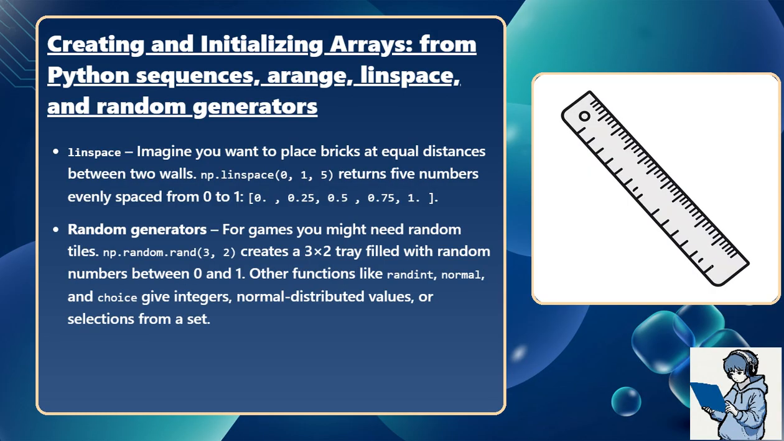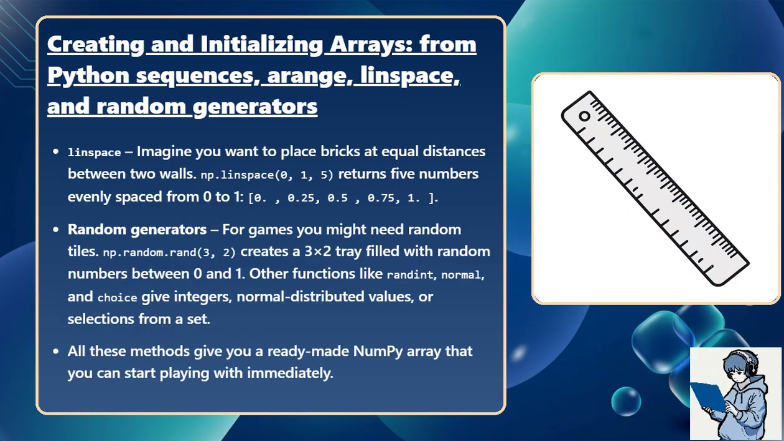Random generators: for games you might need random tiles. np.random.rand(3, 2) creates a 3 by 2 tray filled with random numbers between 0 and 1. Other functions like randint, normal, and choice give integers, normally distributed values or selections from a set. All these methods give you a ready-made NumPy array that you can start playing with immediately.